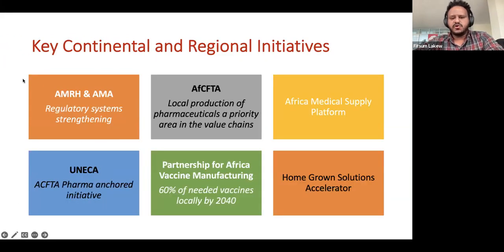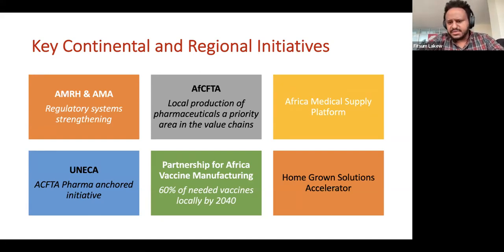So we have the following key continental and regional initiatives. We have the AMRH and AMA. AMRH is the Africa Medicines Regulatory Harmonization Program, and the Africa Medicines Agency. These are regulatory systems, well placed within the African Union Commission, and AMA has been recently inaugurated in Kigali, Rwanda. We have the African Continental Free Trade Area program, which looks into local production of pharmaceuticals and how we can link that as a priority in the value chain.